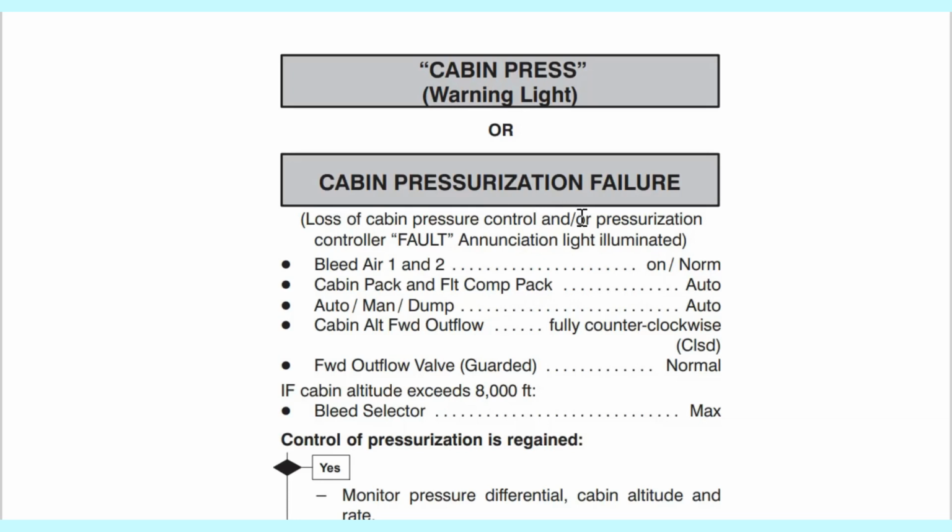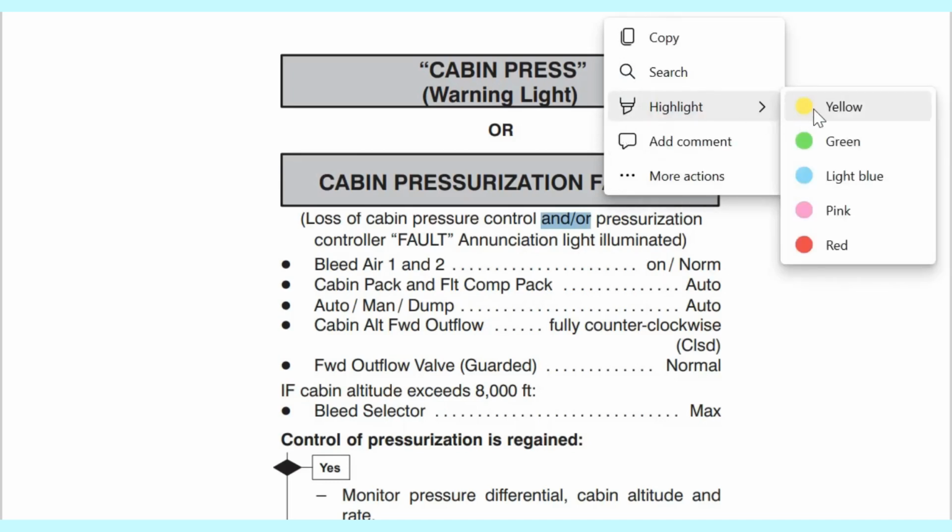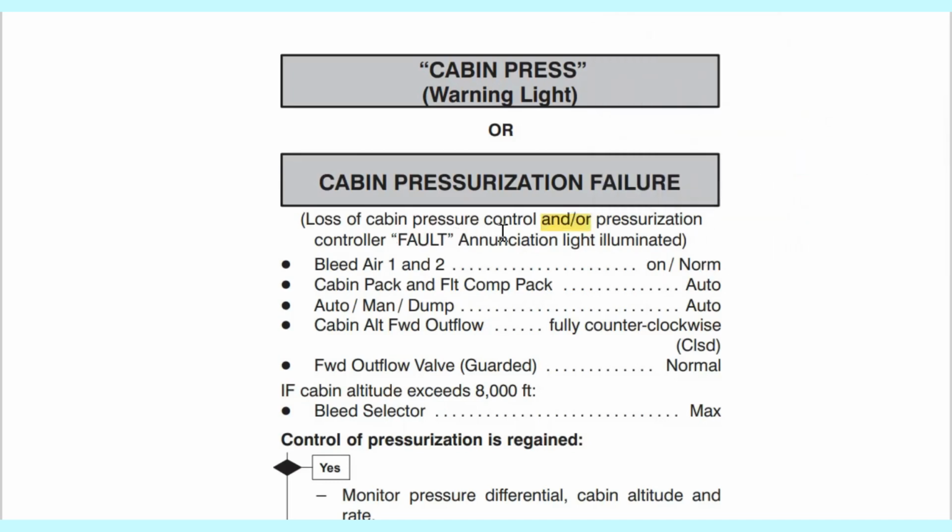And/or, so it can be loss of cabin pressure control and pressurization controller fault, meaning the fault light will be annunciated. Or it can be loss of cabin pressure control or pressurization controller fault. So it's either both of them or one of them. When that happens, the first thing, whether you're the first officer or the captain on the left or right, is to put your oxygen mask on, because you don't know what actually has happened.